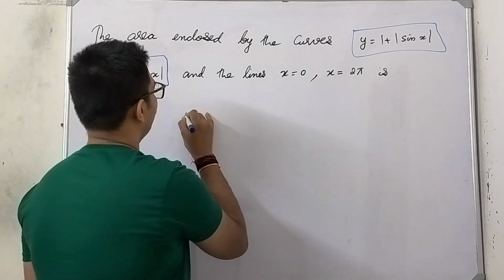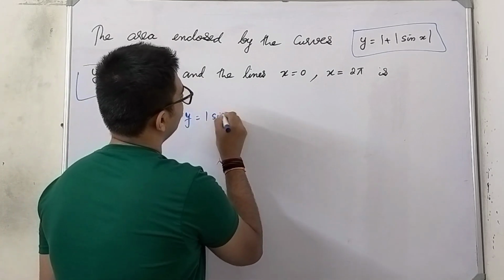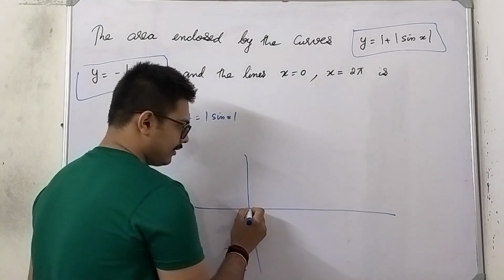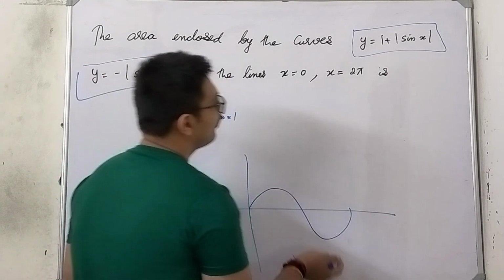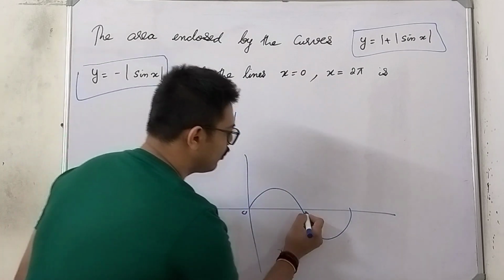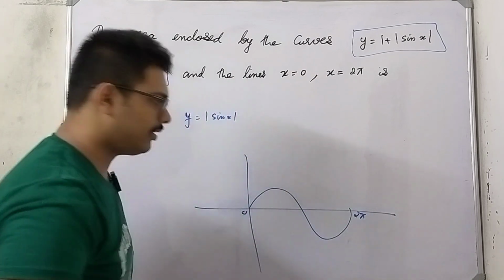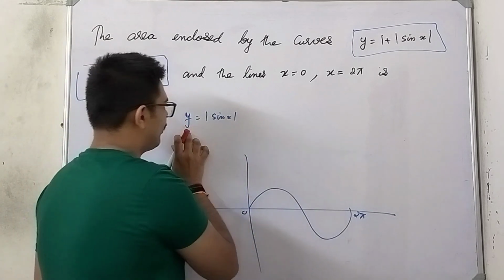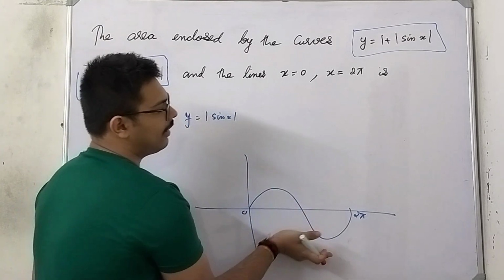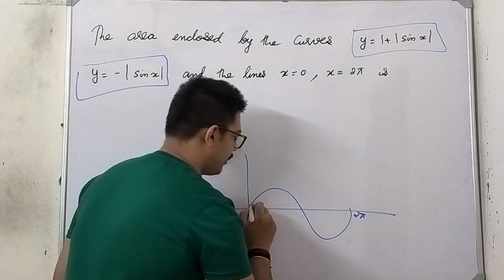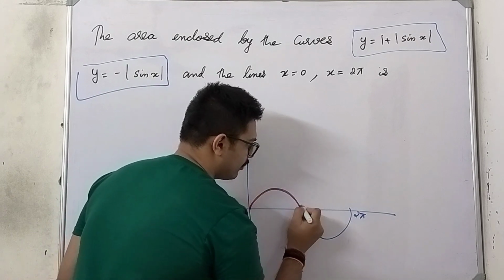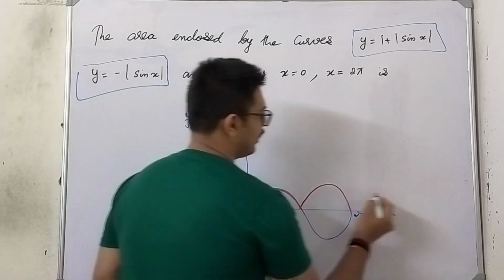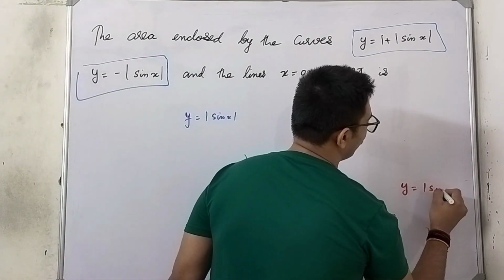What is the graph of mod sin x? Whenever you take the modulus, the sin x graph is this graph. We only need to consider from 0 to 2 pi. So the mod sin x graph will be, whenever you take the modulus, the y value is always positive, which means we can take the lower region to the upper part. So our graph will be this one. This is the graph of y equal to mod sin x, the red graph.